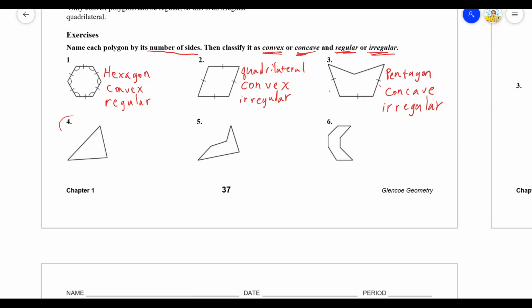So next, in the Edpuzzle, tell me about number 4. All 3 situations here.